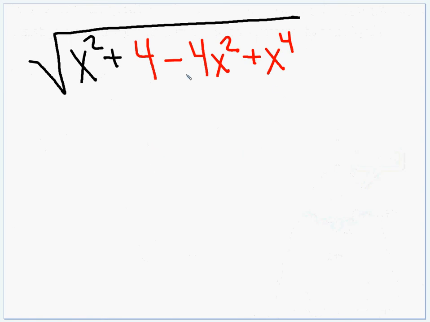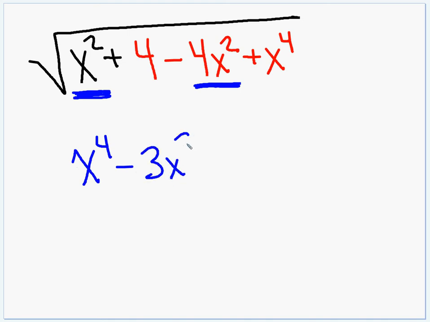Ooh, and I guess I forgot we can combine these x squareds. We got an x squared and a minus 4x squared. And let's put this in descending order. X to the 4th minus 3x squared plus 4, all under a radical.